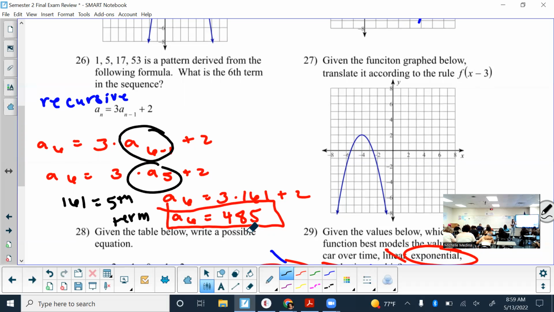The recursive formula tells you to take the previous term, multiply it by 3, and add 2 in this one. It'll tell you a bunch of stuff, whatever it is on your final. Any other ones? Yes. 18.